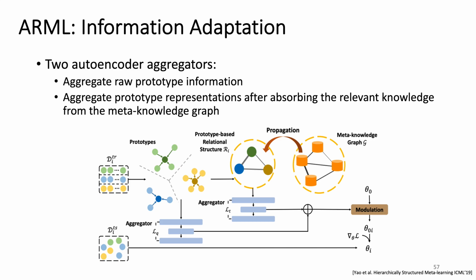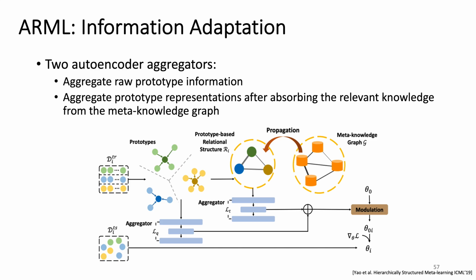With the enhanced representation, we can use two autoencoder aggregators. One aggregates the information from the original prototype knowledge, and the other aggregates the information from the prototype-based relational structure, and this gives the original representation for each task. And before we calculate it, this can also reduce the complexity of the aggregators. We did not use too many samples. We can just construct it as a prototype. And then the prototype can also be used in another aggregator to aggregate the enhanced representation of the prototype relational graph. This enhanced representation comes from the meta-knowledge graph.